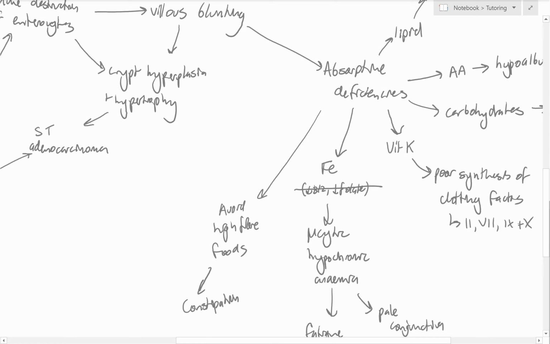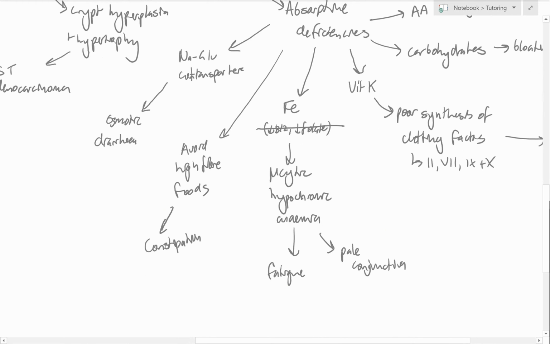So this is all because you've got less surface area for digestion and absorption. You also get less of the sodium glucose transporter. What that means is you're not really absorbing enough things in your gut, enough salt, enough glucose, which means you're not getting osmotic pull of water, so you get an osmotic diarrhea. And that's kind of compounded by all these other things as well.